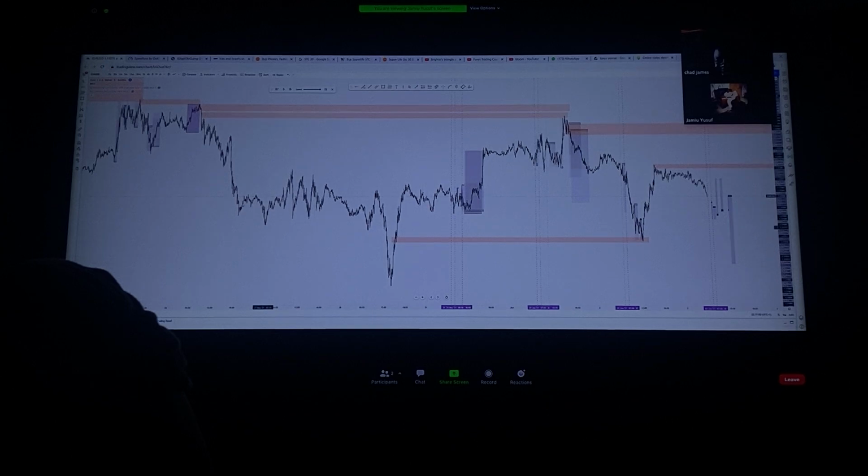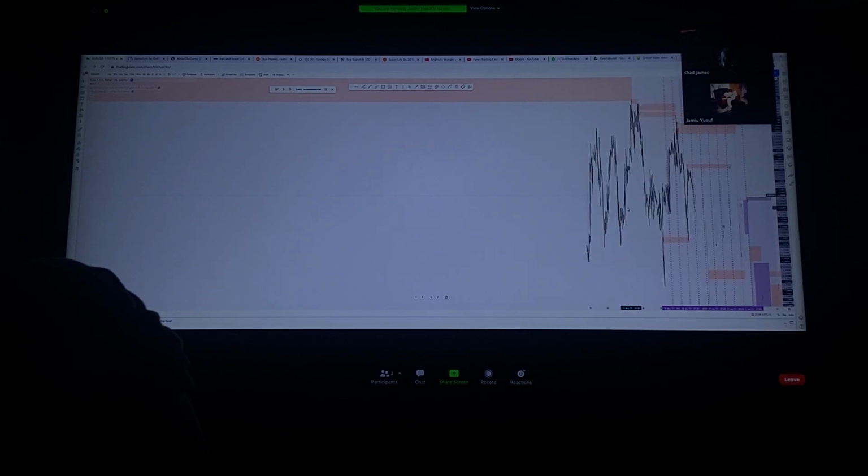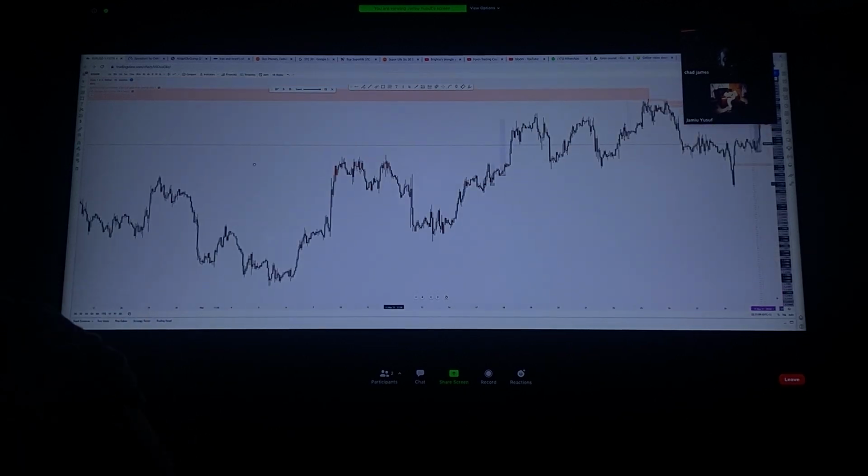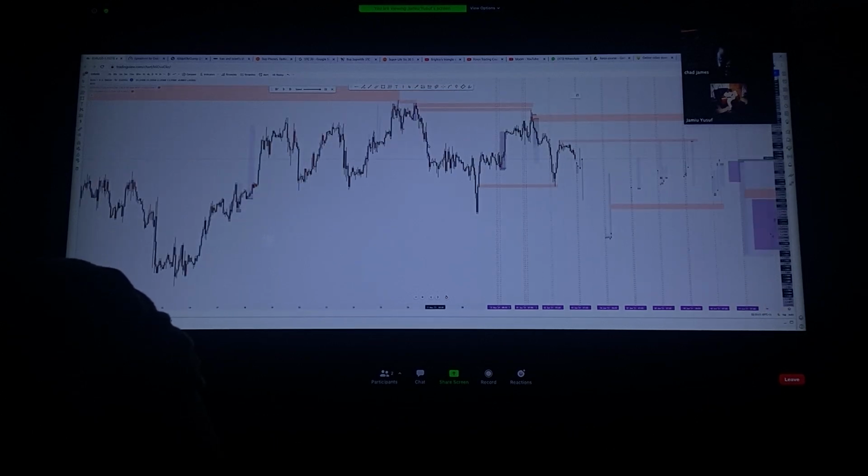Now, really crazy. Now look at this. Oh, price turned from this imbalance here, isn't it? Yeah, it looks like that. It looks like it, yeah? But let's go lower.